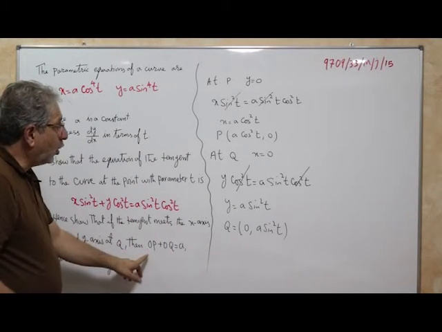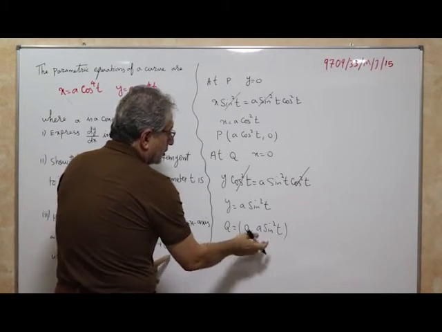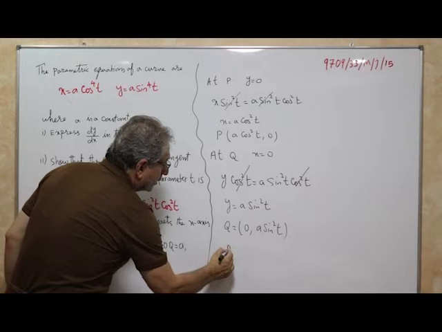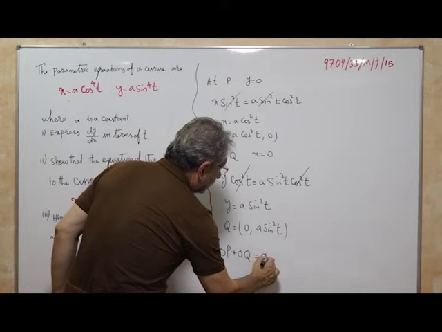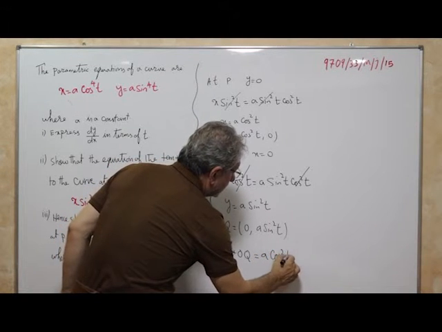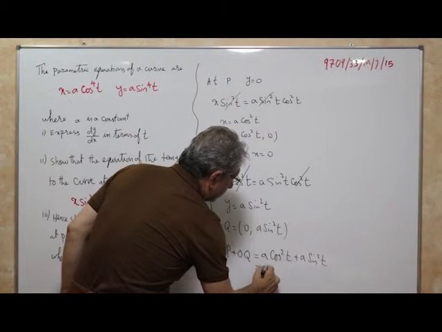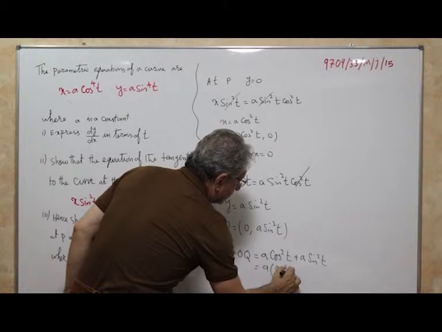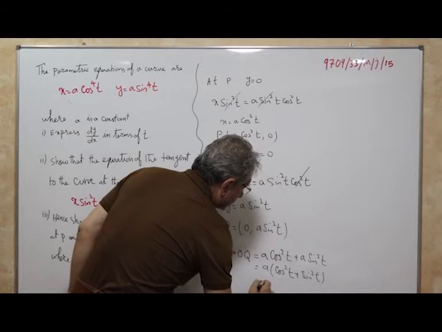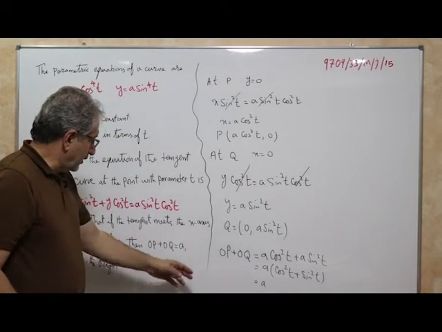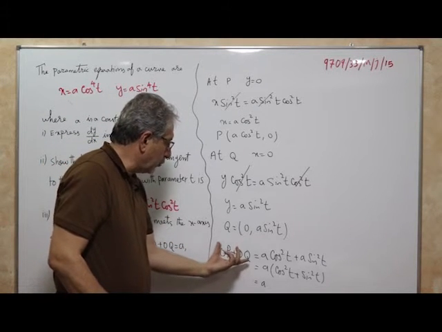Now, so that OP is this much and OQ is this much, then OP plus OQ is a cos square of t plus a sine square of t. Now factorize a, again you are going to get cos square t plus sine square of t, which is 1. Therefore the answer is a. Therefore we proved the third part also. I hope this is clear.